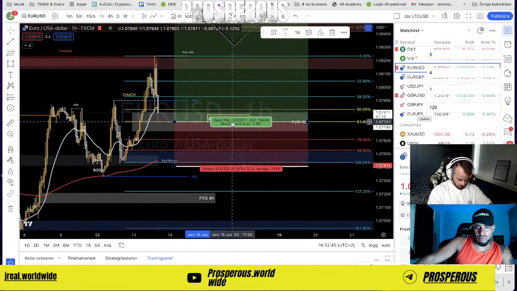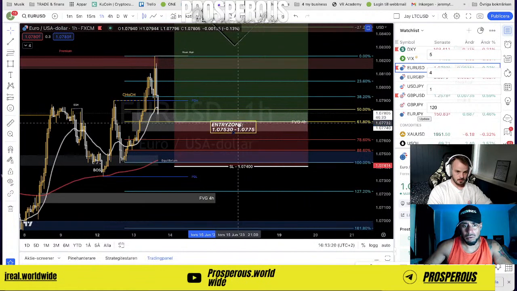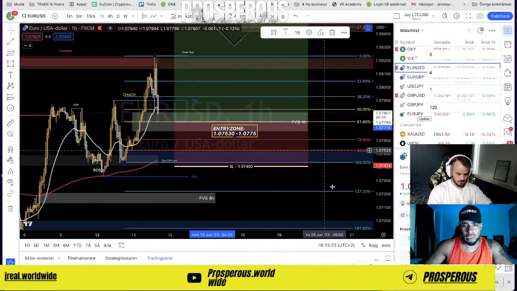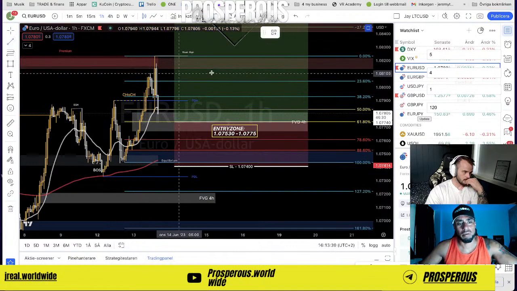And I would say entry from this whole thing here is an entry zone basically. 1.07530 to... so let's call this entry zone. Like that. All right, cool. Yeah, almost at entry.